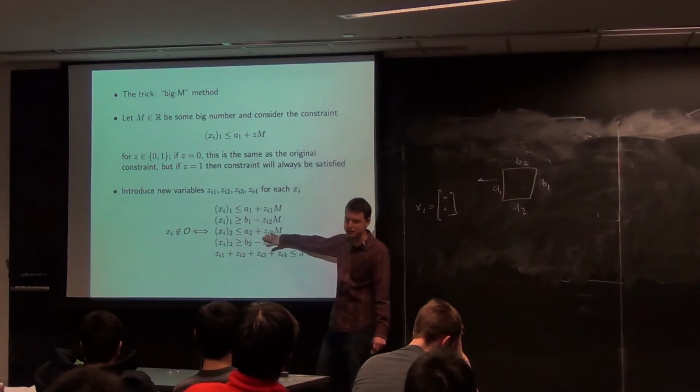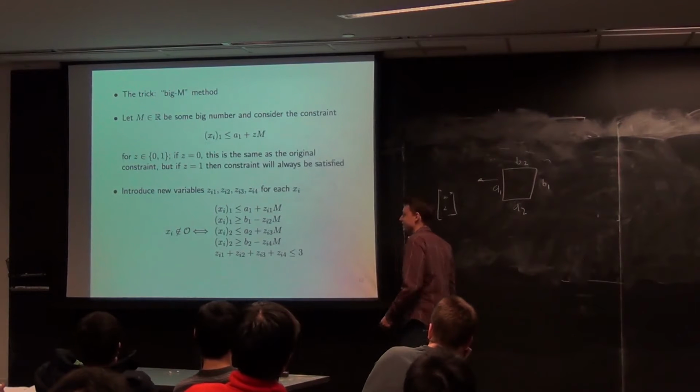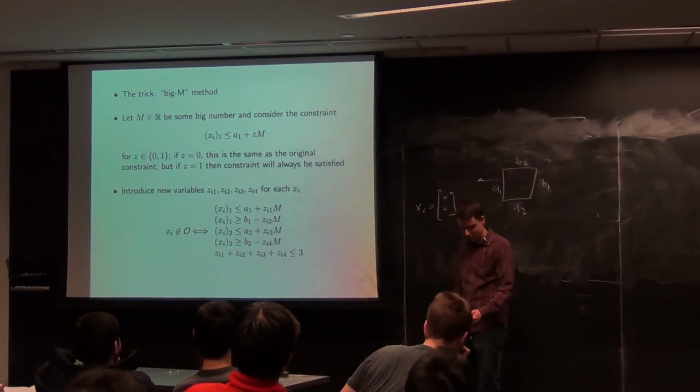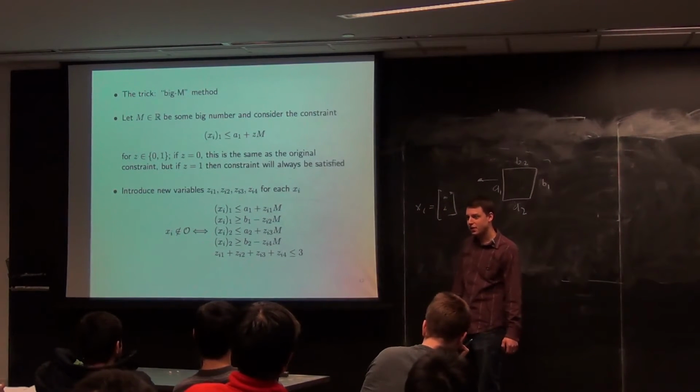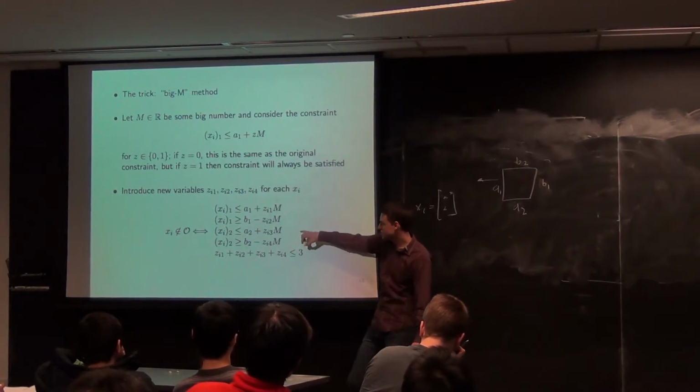I did not see that the first time I saw this either. This is a trick people have figured out a long time ago. That's kind of cool, right? Because now we can actually encode being not in a convex set as a set of not convex constraints, because these things have to be binary valued.